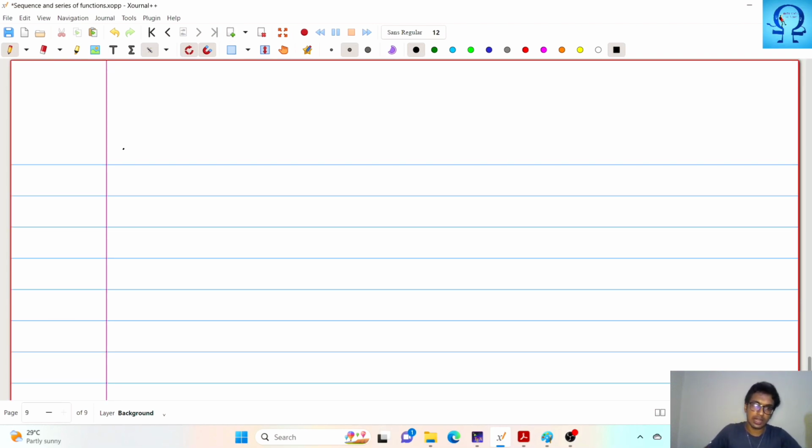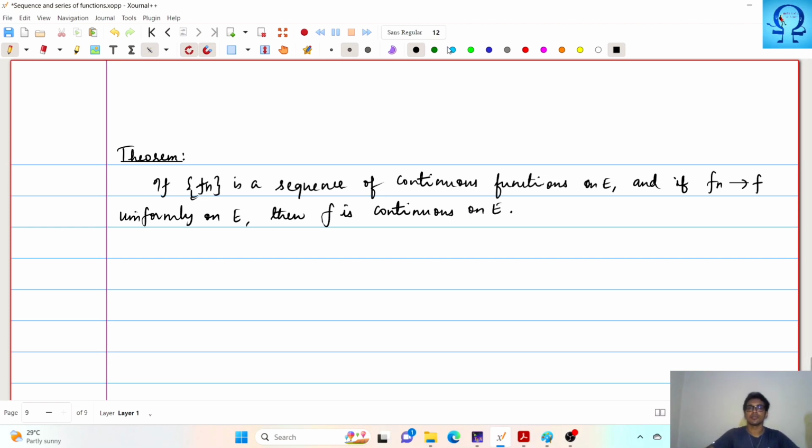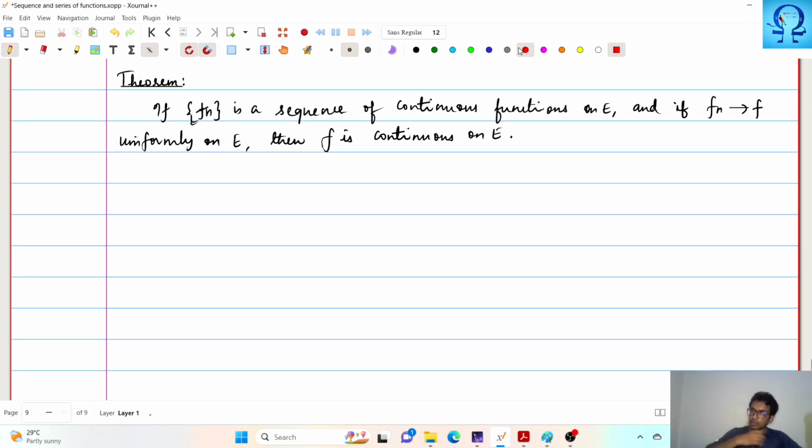Moving further, next we have a theorem which says: if fn is a sequence of continuous functions on E, and if fn converges to f uniformly on E, then f is continuous on E. So we are not going to actually prove this theorem, but I can brief you the outline of this proof.